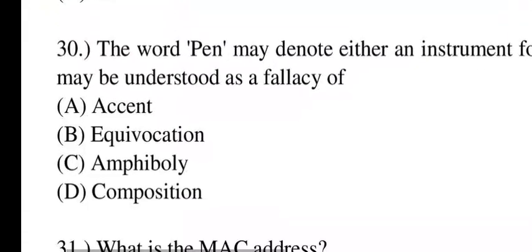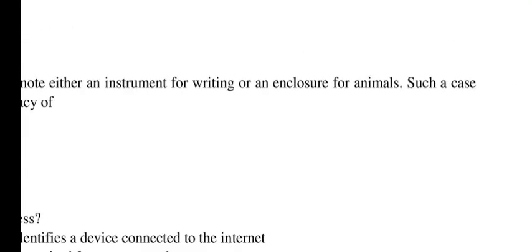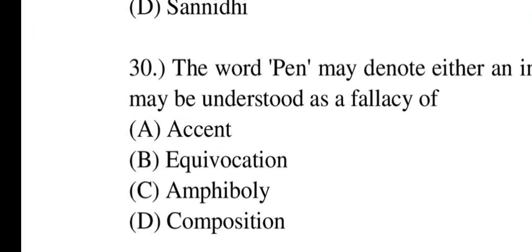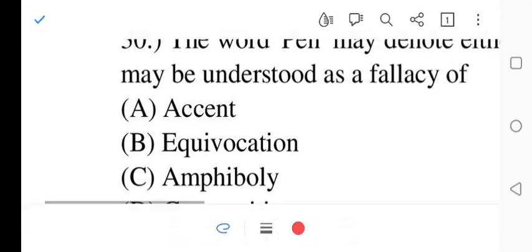Number 30 says, the word pen may denote either an instrument for writing or an enclosure for animals. Such a case may be understood as a fallacy of what? A, B, C, D. A, accent; B, equivocation; C, amphiboly; D, composition. Number 30, number B will be correct, equivocation.